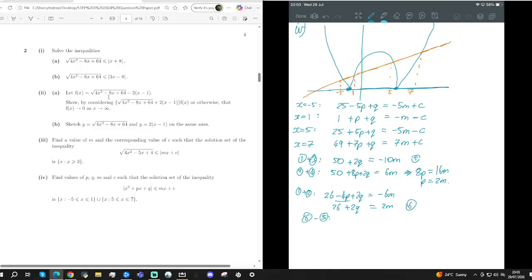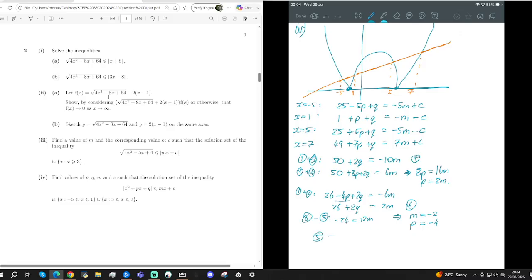And now if I call this equation 5 and equation 6, if I do equation 6 minus equation 5, this is now just careful manipulating of all of the stuff. That's going to be negative, isn't it? Negative 24 equals 12m. The other things cancel. So that means that m has to be equal to negative 2. That means p has to equal negative 4.